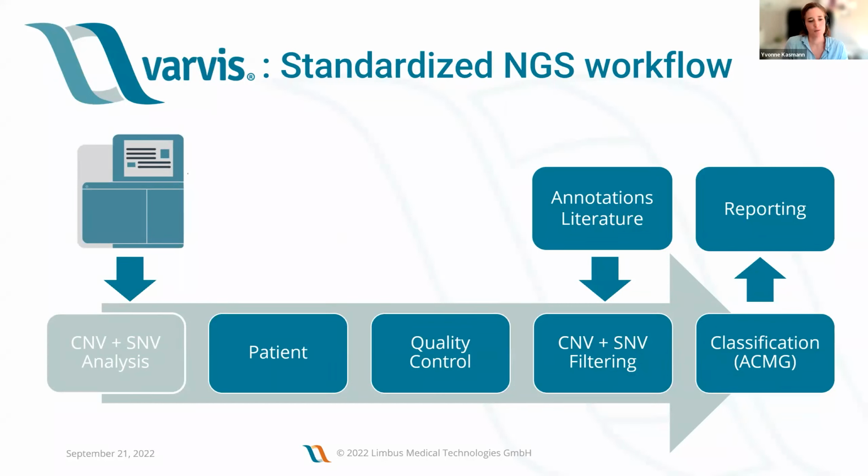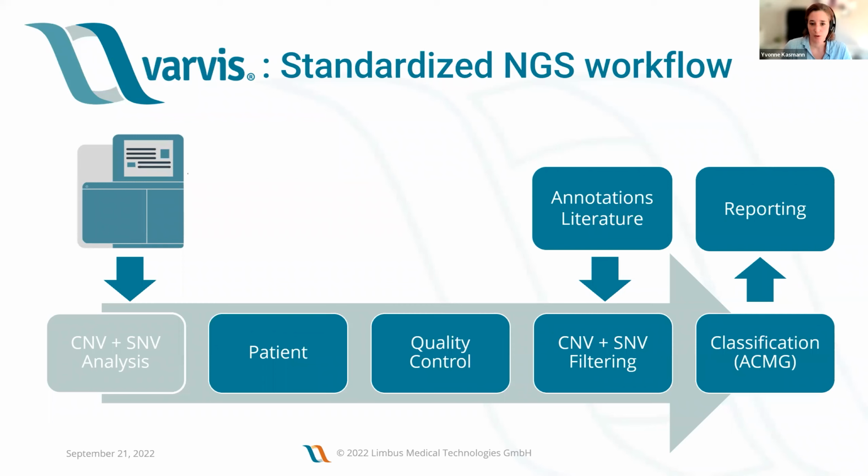The next step would be to connect the analysis information with the patient information. So you can configure family relations, configure phenotype descriptions, and so on. You can then perform a quality control, including checking that the coverage is sufficient. Then CNV and SNV filtering can be performed.